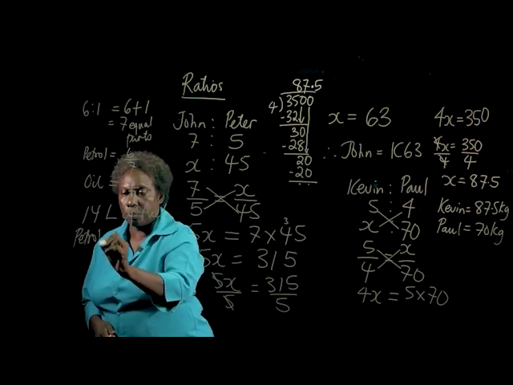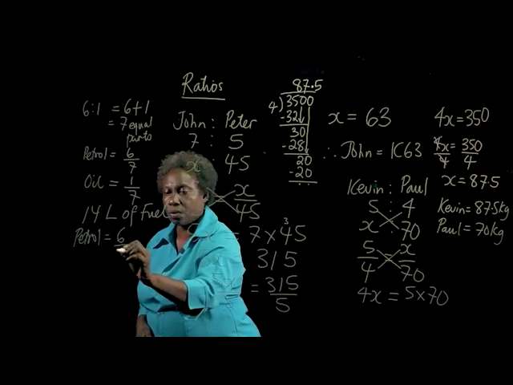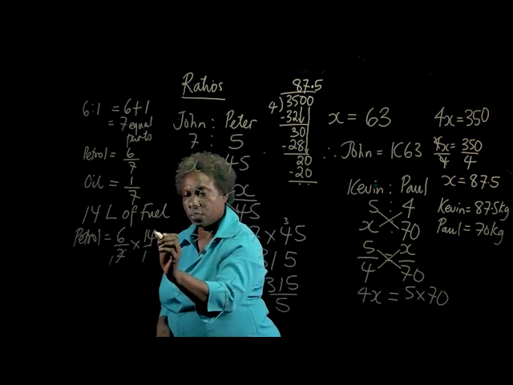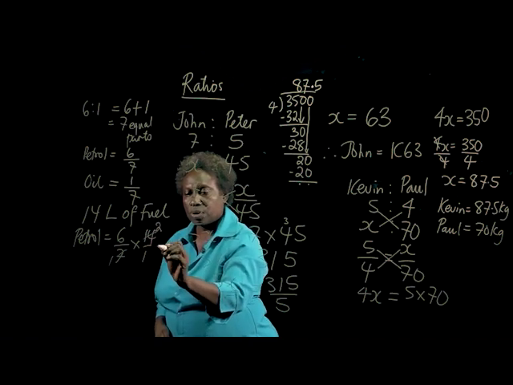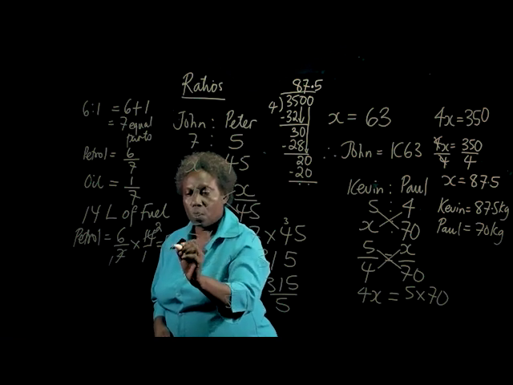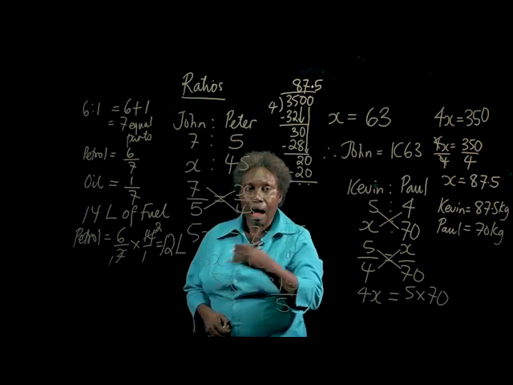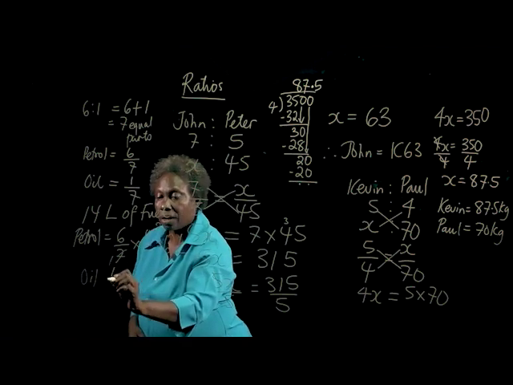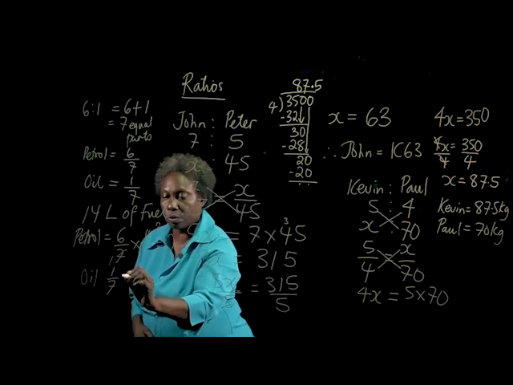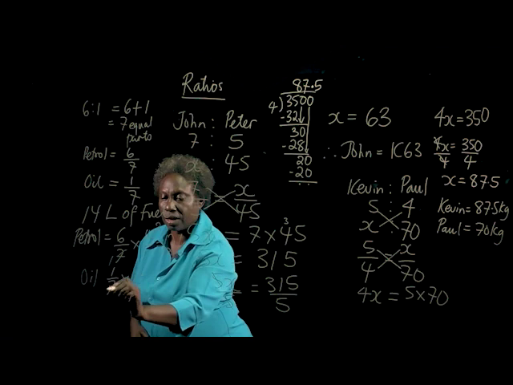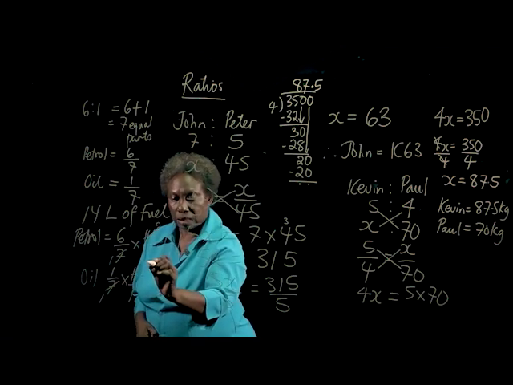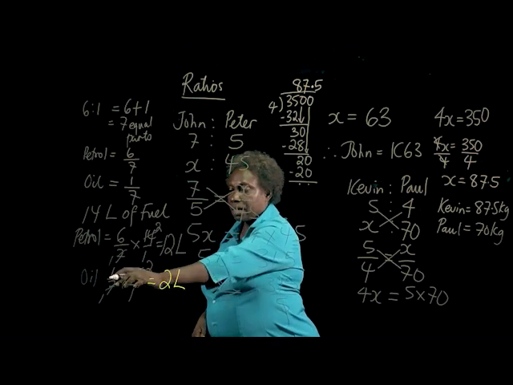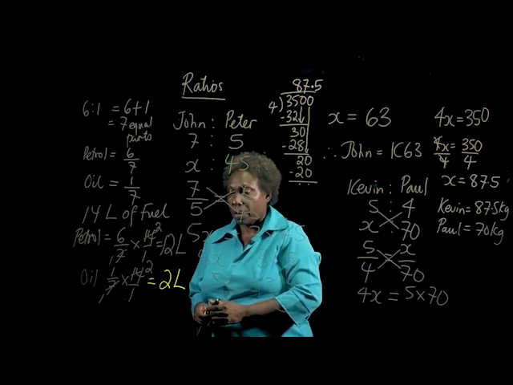Petrol is equal to 6/7 times 14 on 1. 7 into 7 is 1, 14 into 7 is 2. 6 times 2 is equal to 12. So we have 12 liters of petrol. How much of that is oil? We know from our fraction, oil makes up 1/7 of the mixture. So we multiply that by 14. 7 into 7 is 1, 14 into 7 is 2. 2 times 1 is equal to 2. So from this, we can see that 2 liters of the mixture is oil.